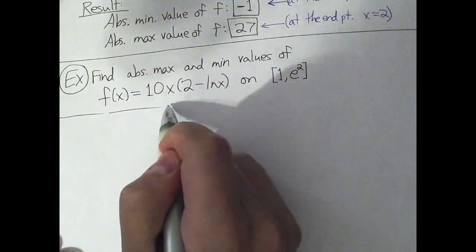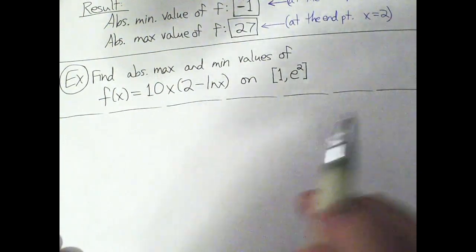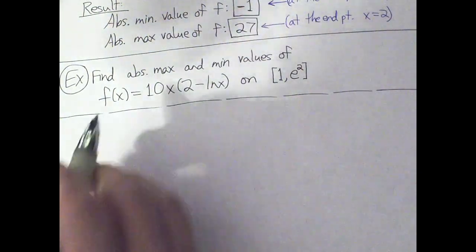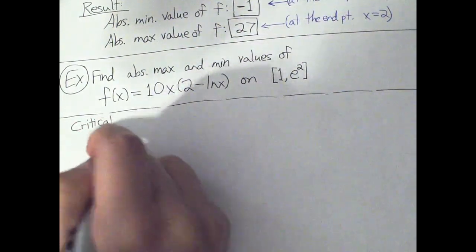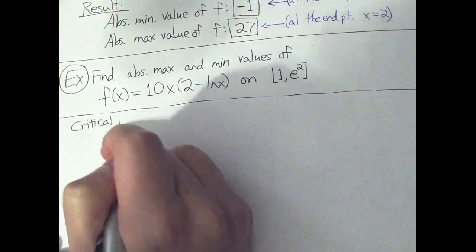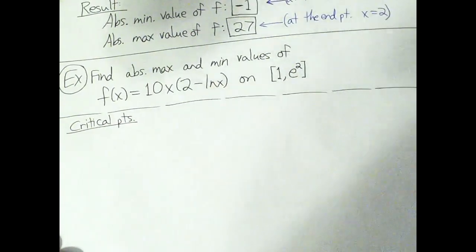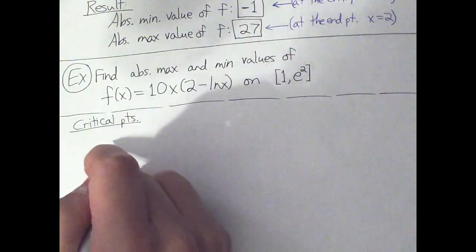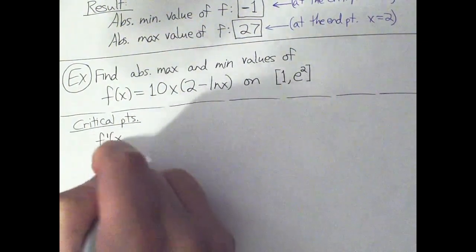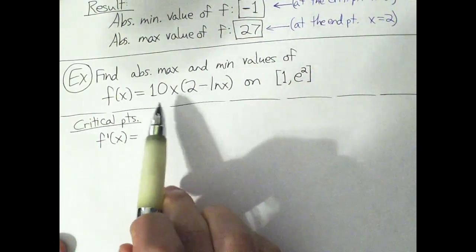Okay, so I think in this example, finding the critical points is a little bit harder. But that's step 1. Step 1 is to find the critical points. And you could say that finding the derivative is really the first thing to do, because we need that. So f prime of x. This is a product rule problem. We haven't done the product rule in a while.